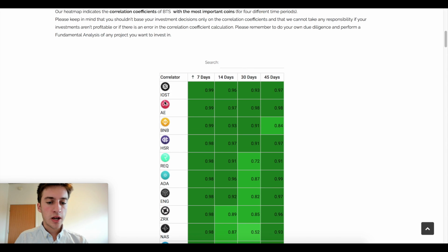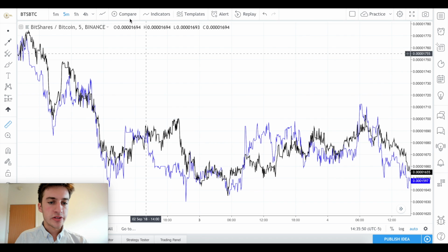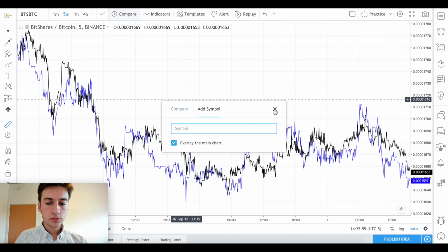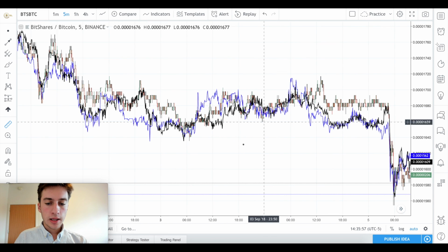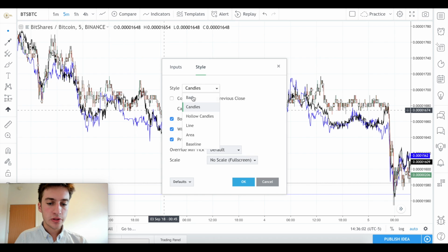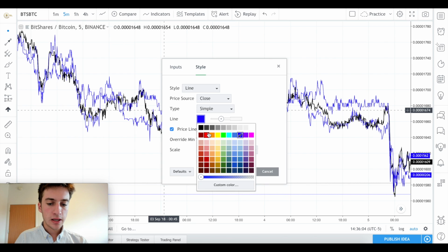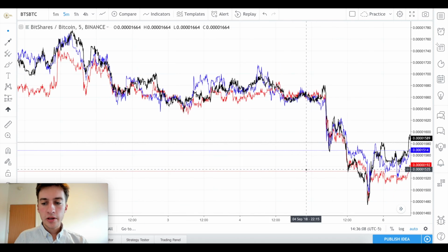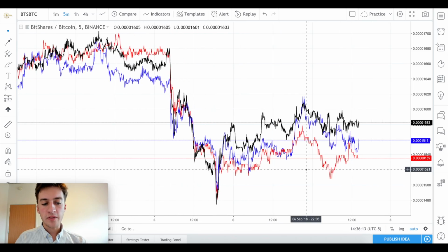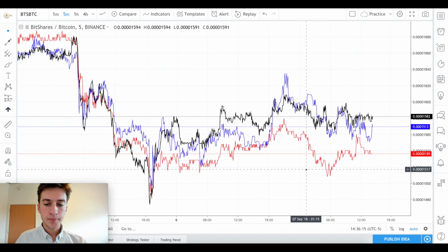So in order to do this strategy, let's add IOST and let's add AE. We already have AE BTC. Now I'm going to add IOST. With IOST, I'm going to want to change the color and also make it into a line. So let's do line. Let's make it orange. Oh, that's a bad color. Let's make it red. Okay. So here we have IOST in red, we have AE in blue, and we have BTS in black.